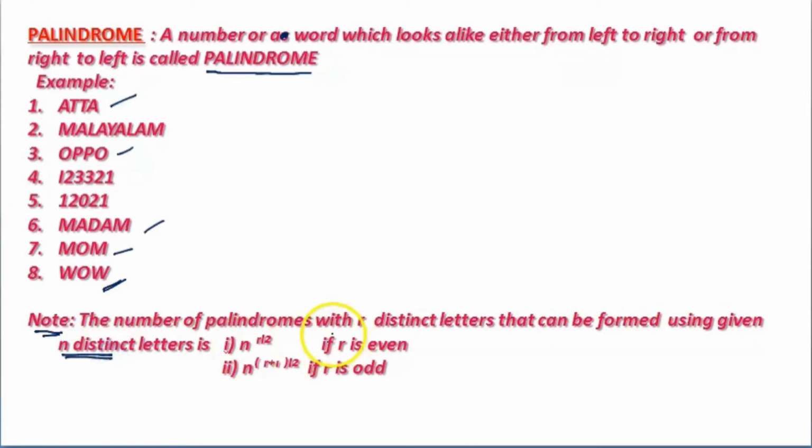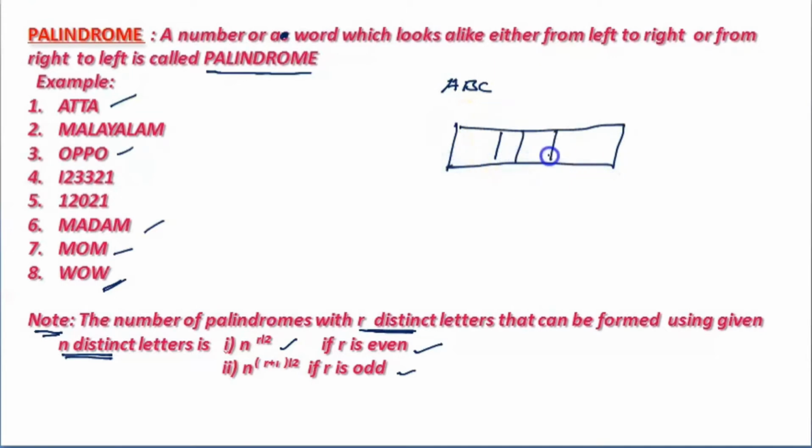N digits are given. How to form a palindrome with odd digits. Then the number of palindromes is n power r by 2 if r is even, n power (r plus 1) by 2 if r is odd. Look here. Suppose I have given 3 letters A, B, C. Then how many 4-letter words can be formed such that it is a palindrome?